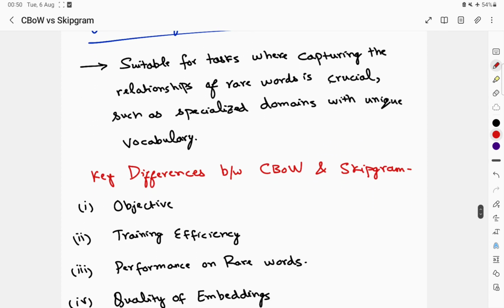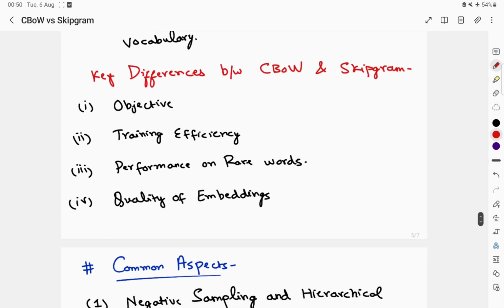In an interview setting, or even in a realistic scenario, if you want to choose between CBOW and Skipgram, these are some of the aspects on which you can decide which one to go for. These are some of the key differences, and you can talk about these points. The first one is the objective. I'm just quickly recapping what we had seen above. The objective for CBOW is to predict the target word given your context words.